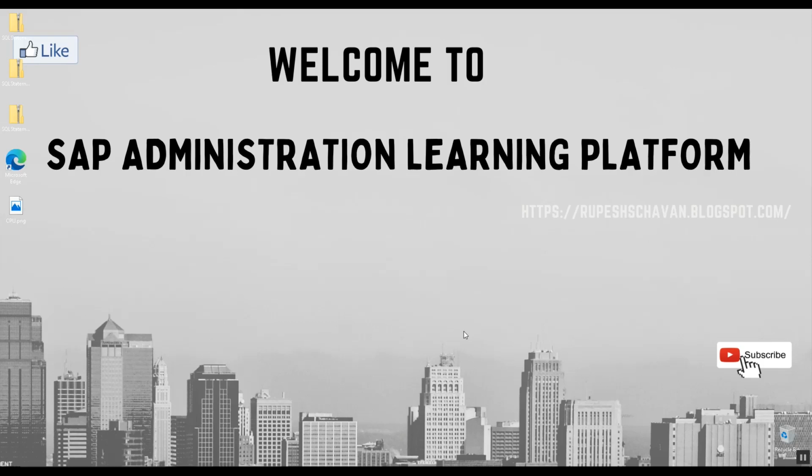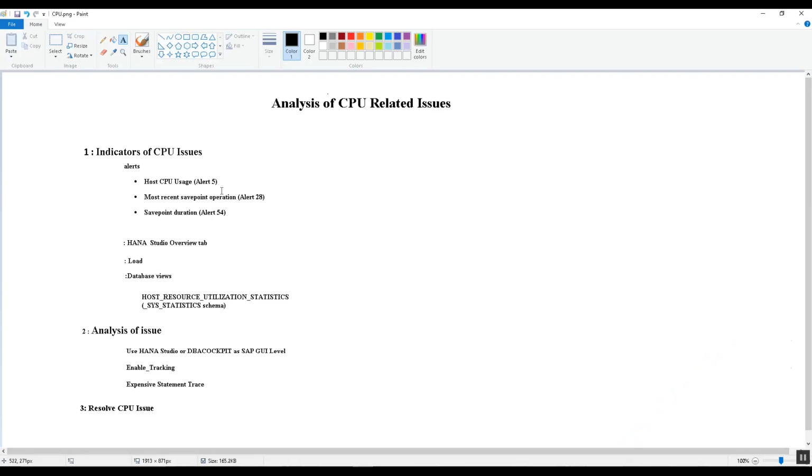In today's video, we are going to learn about how to analyze CPU related issue of the HANA database system. In the last video, we learned about how to identify CPU issue of the HANA system with the help of the alerts, HANA Studio Overview tab, load graph, and the database views.